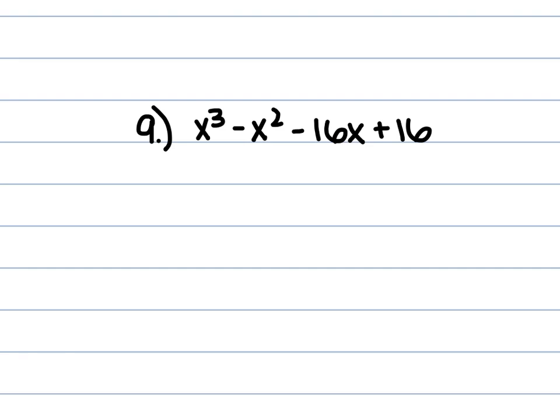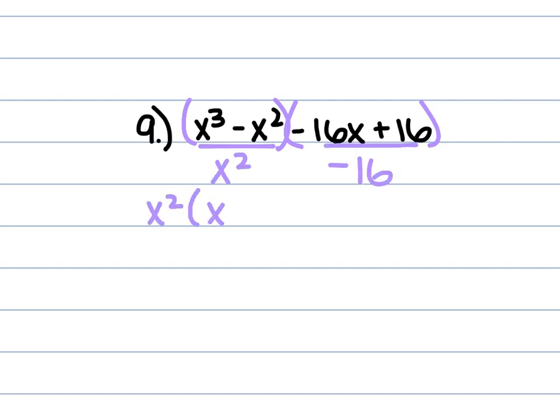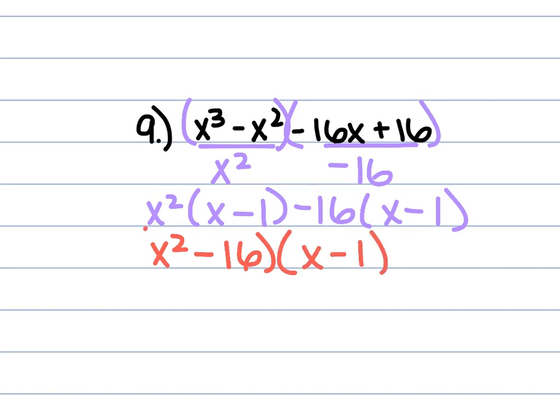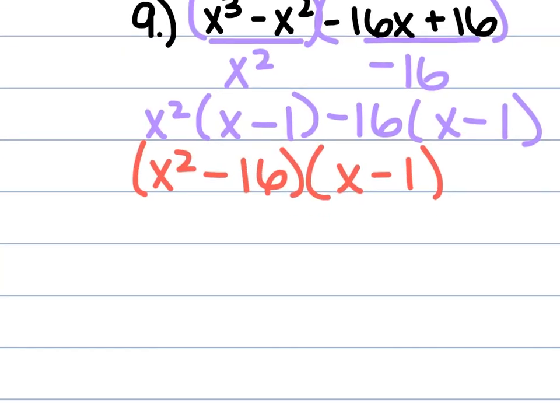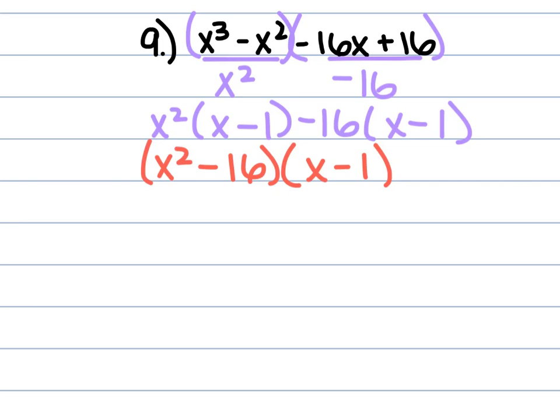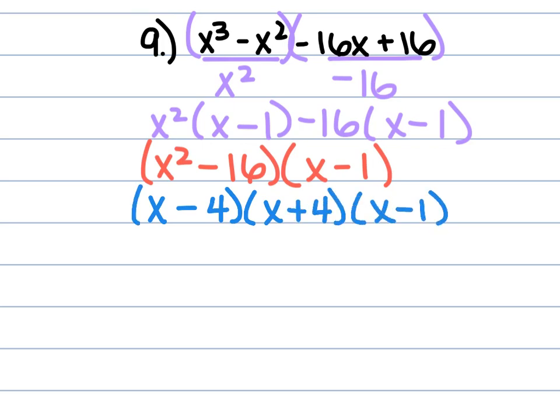For 9, we have x cubed minus x squared minus 16x plus 16. Factor by grouping. Pull out an x squared from the first, pull out a negative 16 from the second. So it's going to be x squared times x minus 1 minus 16 times x minus 1. So then this is going to be x squared minus 16 times x minus 1. This is not done factoring, so we can still factor the x squared minus 16 with a difference of squares. So we're going to have x minus 4 times x plus 4 times x minus 1.